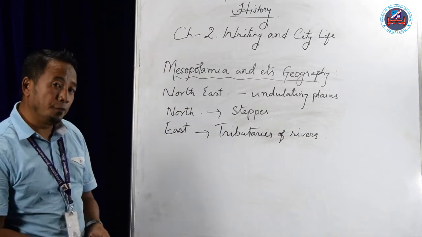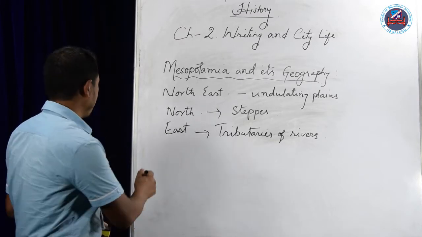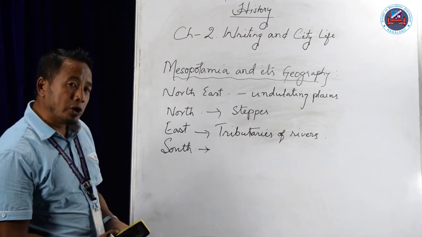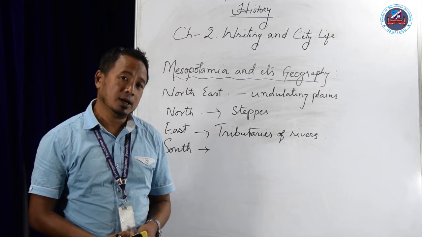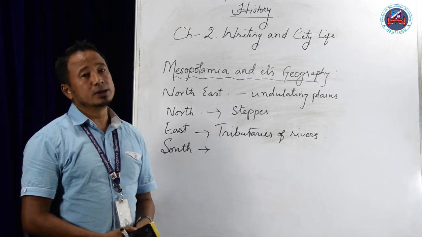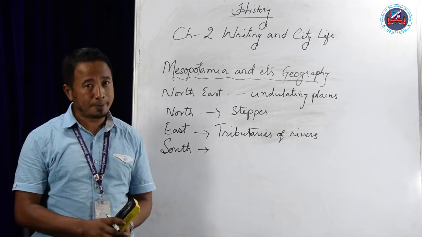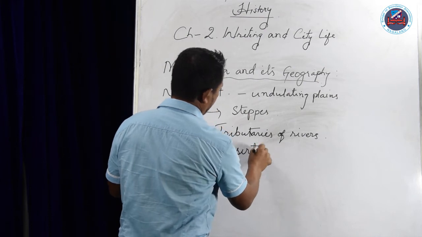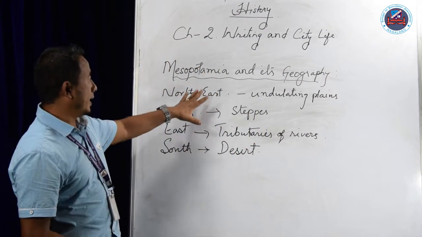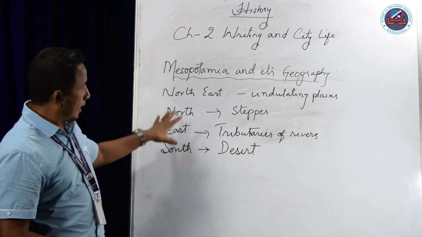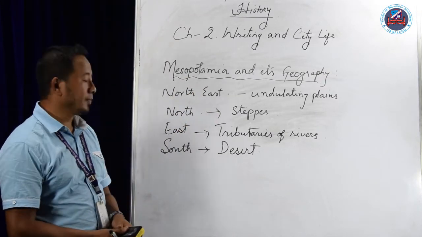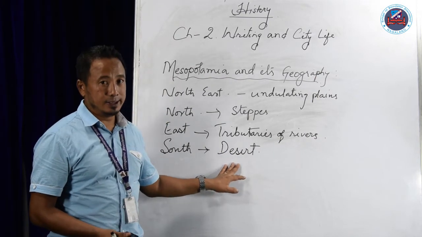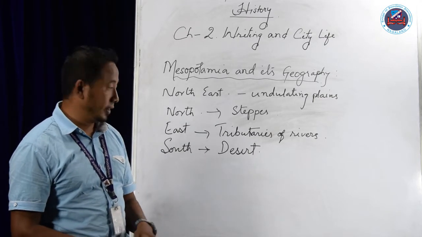Now, after that, let us move down to the south of Mesopotamia. In southern Mesopotamia, we find another very different landform. In the south part of Mesopotamia, we find a desert. So that is why we say that Mesopotamia has a diverse environment, and very surprising that it was here in the desert that the first city in the world developed.